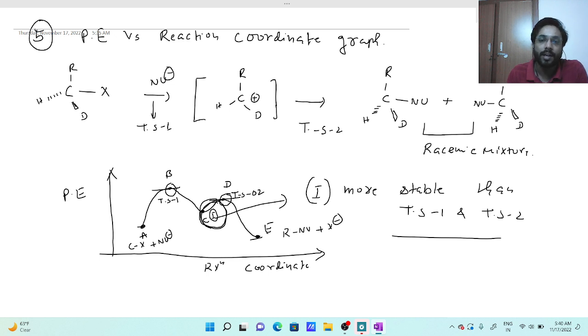So is there any difficulty in understanding this topic, potential energy versus reaction coordinate graph? Is it clear? So this reaction is feasible. As we can see, the energy of point A was less, but the energy of the product is even less than the reactant. So this reaction is feasible. The rest of the things we can discuss in the kinetics, so no worry about that. Let us move ahead and discuss a few more things about the SN1 reaction.